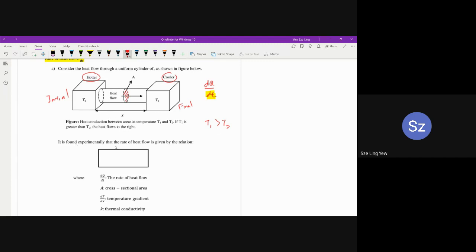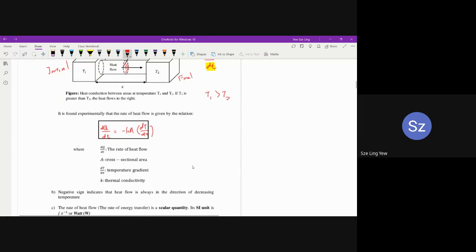It is found experimentally that the rate of heat flow is given by the relation dQ over dt equals negative kA dT over dx. So this is the equation, where dQ over dt represents the rate of heat flow, and A is the cross-sectional area, the area in between the two ends. You are not looking at the area of the whole rod. That is the thing you have to remember. It is a very common misconception in the exam: when it comes to area, students tend to calculate the area of the whole object.